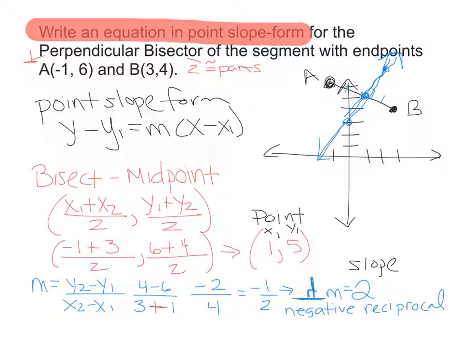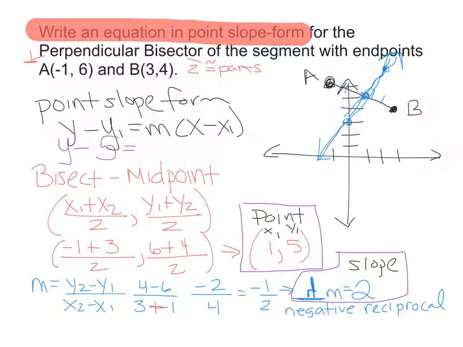So the last thing we need to do, because we have highlighted here in the question that we need to write an equation in point-slope form, is plug in my point, which is right here, (1, 5). And I also need to plug in my perpendicular slope that we came up with, which was 2. So in my point-slope formula, I'm going to have y minus my y1, which is 5, equals m, which was 2, times (x minus x1, which is 1). Once you plug in those values, you stop right there. It's in point-slope form, and you're done.